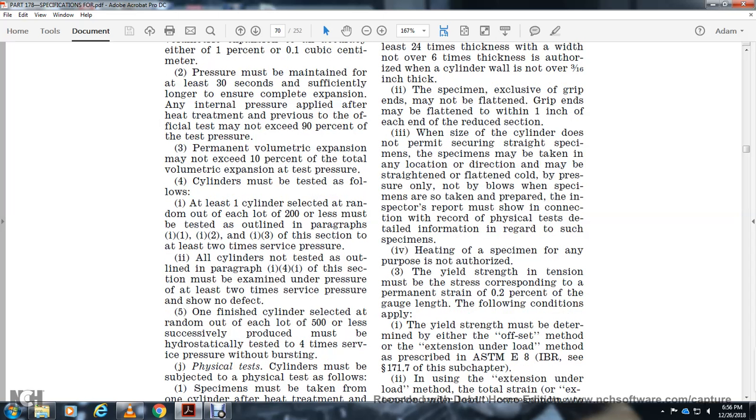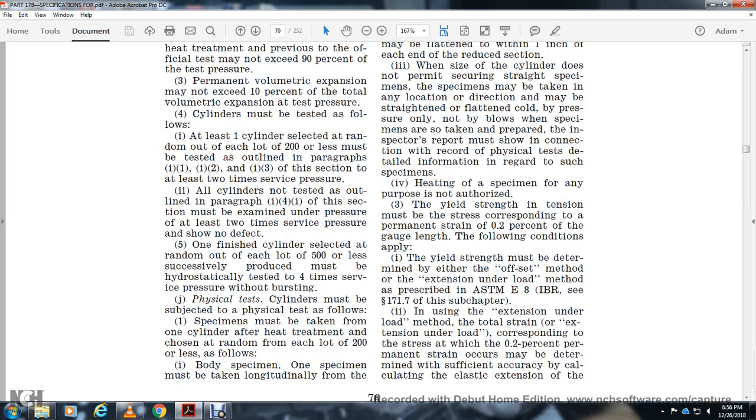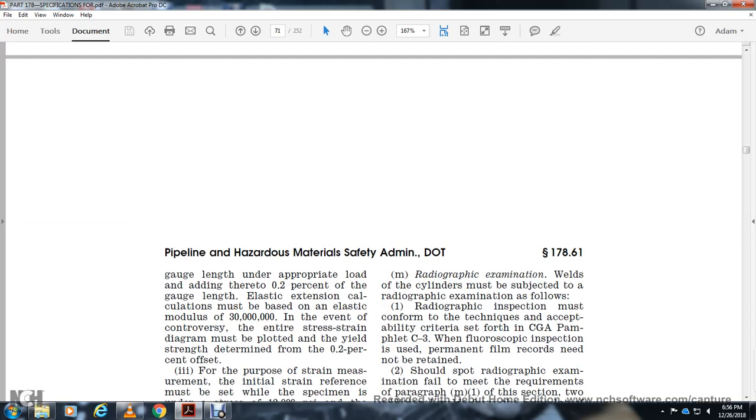Yield strength must be determined by either the offset method or the extension under load method prescribed in ASTM E8. The extension under load method is the whole strain corresponding to the stress within 0.2 percent of the strain. The curve will be determined with sufficient accuracy with the calculation of elastic extension of the gauge length under the appropriate load, adding 0.2 percent of the gauge length. The elastic extension calculation must use the elastic modulus of 30 million.